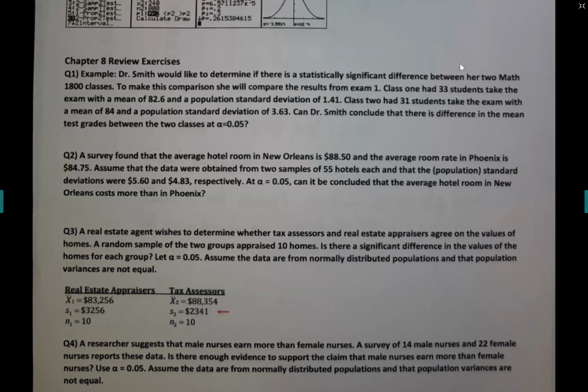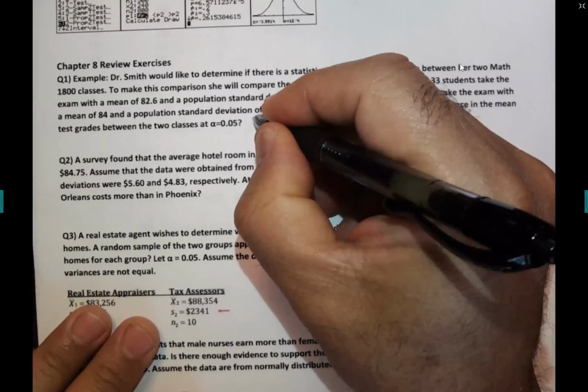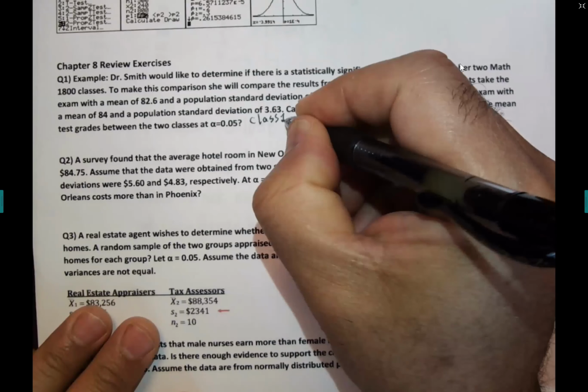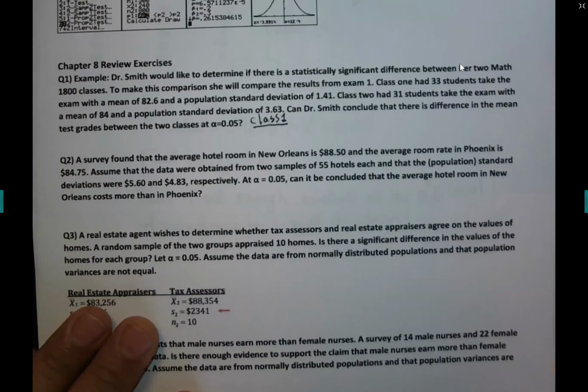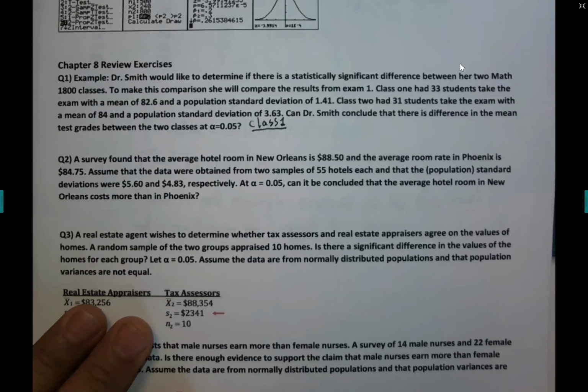Question 1. Dr. Smith would like to determine if there is a statistically significant difference between her 2 math 1800 classes. To make this comparison, she will compare the results from exam 1. Class 1 had 33 students, so let's start writing the data that we have right here. So class 1 had 33 students, so N1 is 33.